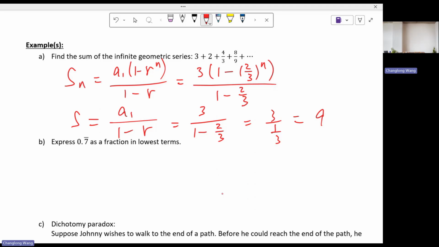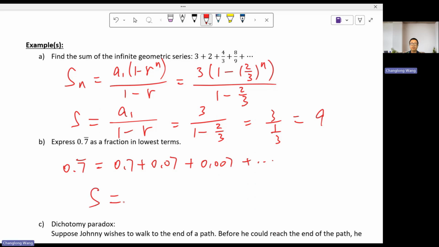Anyway, so rational number, if you go look it up, basically it's a fraction. If you can write any number as a fraction, it is rational. But now in this case, can we write 0.7 repeating as a fraction? If you could, it is rational, right? So let's see what it means. 0.7 repeating is nothing but 0.7 plus 0.07 plus 0.007 and so forth. You see that you can write it as a geometric series.